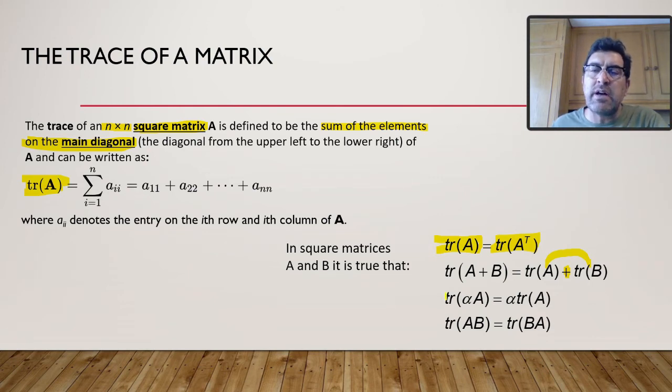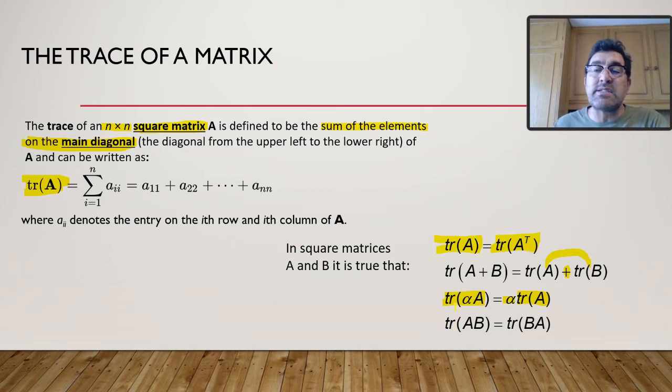Then another property: the trace of a scalar multiple of A is the same as the scalar multiple multiplied by the trace of the matrix. Now remember what a scalar multiple is. It's just that each entry in the matrix is multiplied by the same number, the scalar, whether it's 4, 5, 6, whatever the case might be. You multiply each of the entries with the same number.